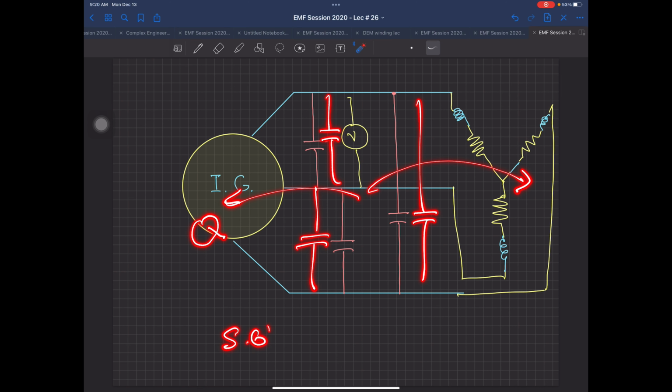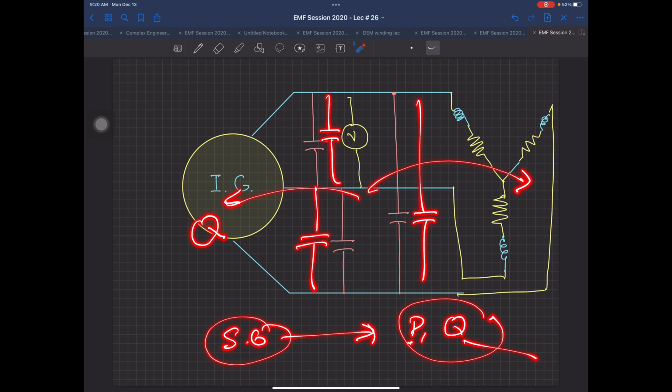Synchronous generator, on the other hand, can provide P and Q both. P is coming from the turbine because that's the mechanical power, and Q is coming from the DC electromagnet that is being given to your rotor, which is rotating with the speed ns, so that you can have an induced EMF inside your stator or the armature windings.